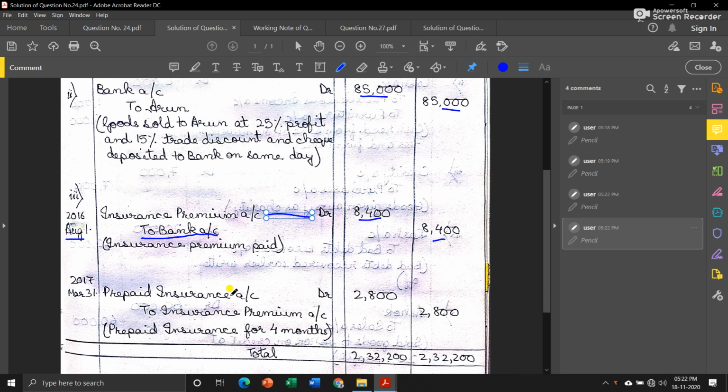Now when the financial year closes, that is on 31st March 2017, we have to pass a journal entry for those advance payments of prepaid insurance. So the journal entry for prepaid expenses is prepaid insurance account debited to insurance premium account. So the amount will be 2800 that we paid in advance. Okay, so I hope this question was easy for you.